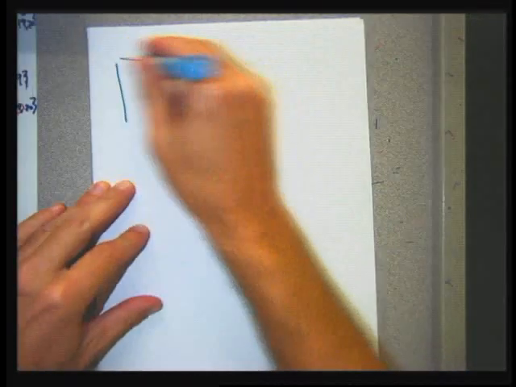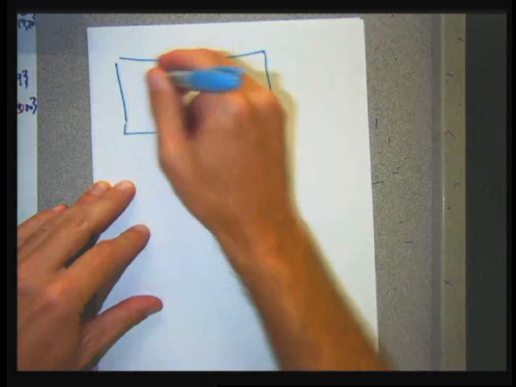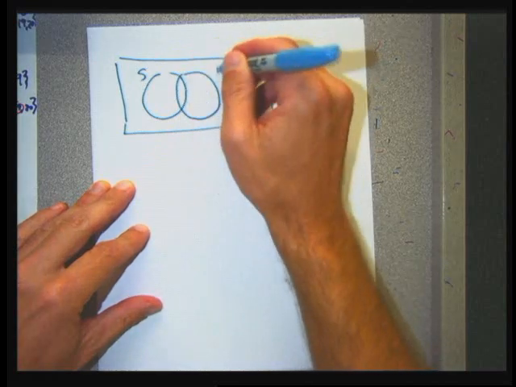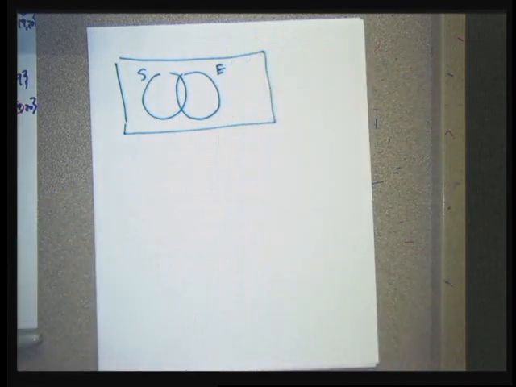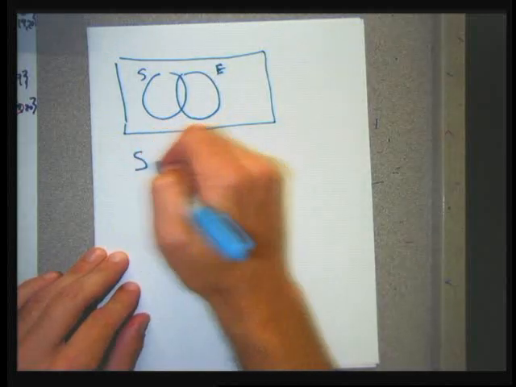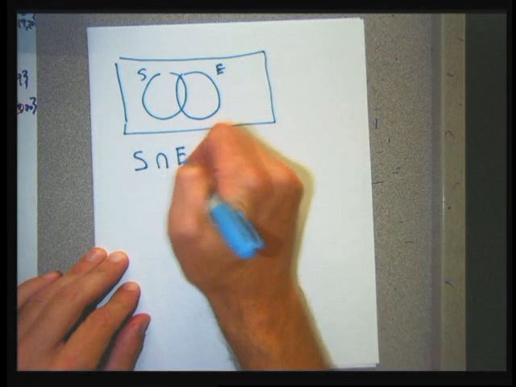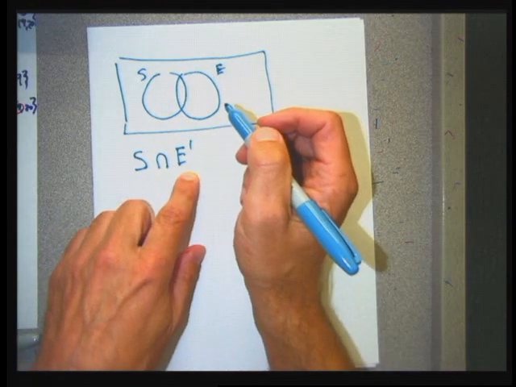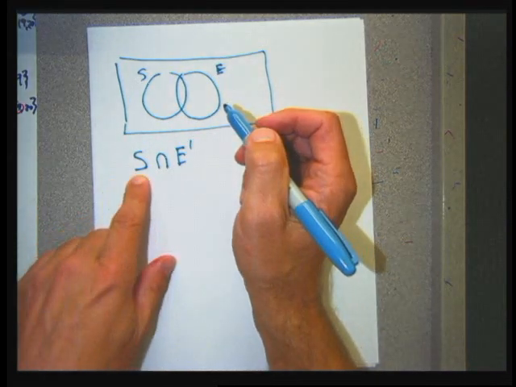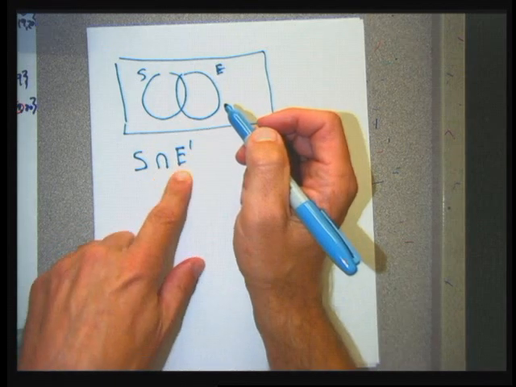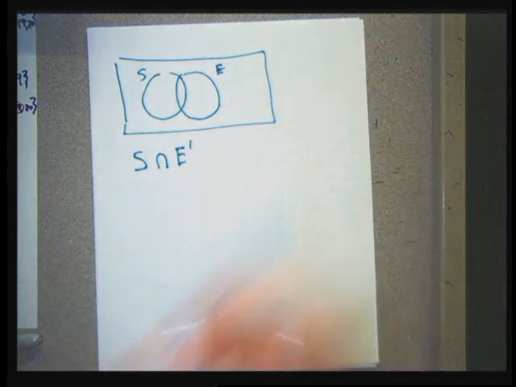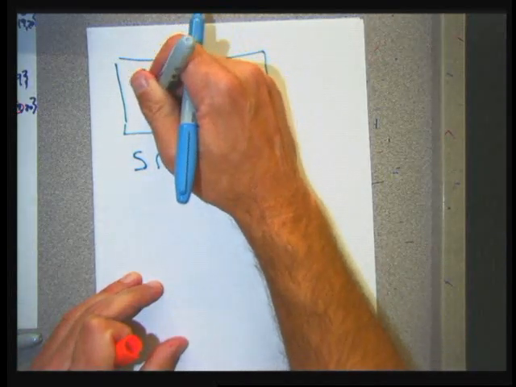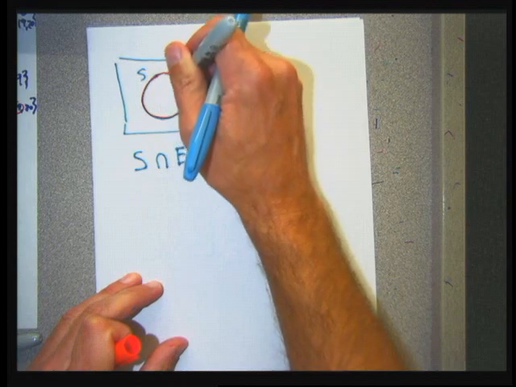My graph has a nice picture that has an S and an E, and these things are filled up, but I don't need to fill them up to understand regions. The first thing I'm looking at is S intersection E prime. That means inside the S circle, outside the E circle. So I'm looking for this. S means inside S, and E prime means outside E. The region of the graph that's simultaneously inside the S circle and outside the E circle is this region here.